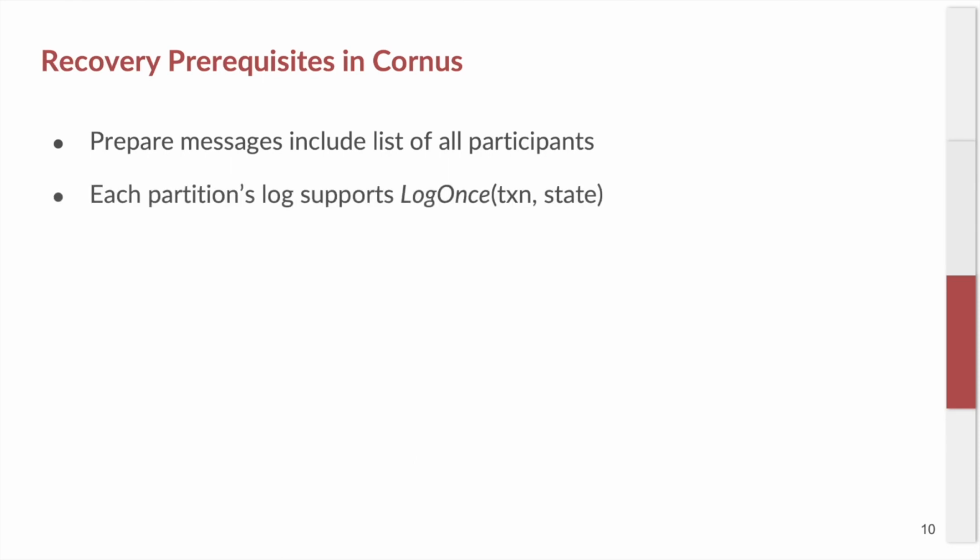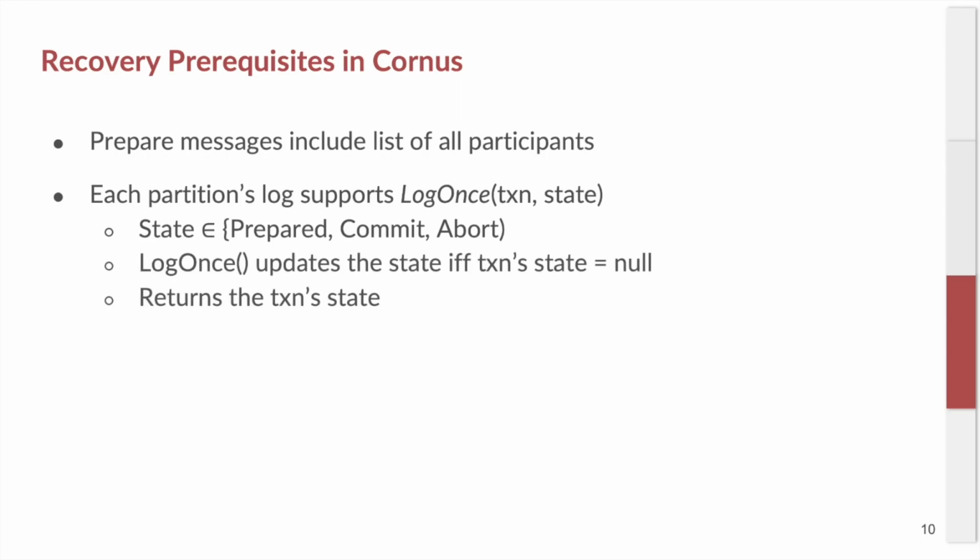Second, each participant's log should support a function called log_once. Given a transaction that has three states, which are prepared, commit, and abort, log_once updates the transaction state only if the transaction state is null. Otherwise, it returns the transaction state. Implementing such a function requires a compare-and-swap-like API in the storage.